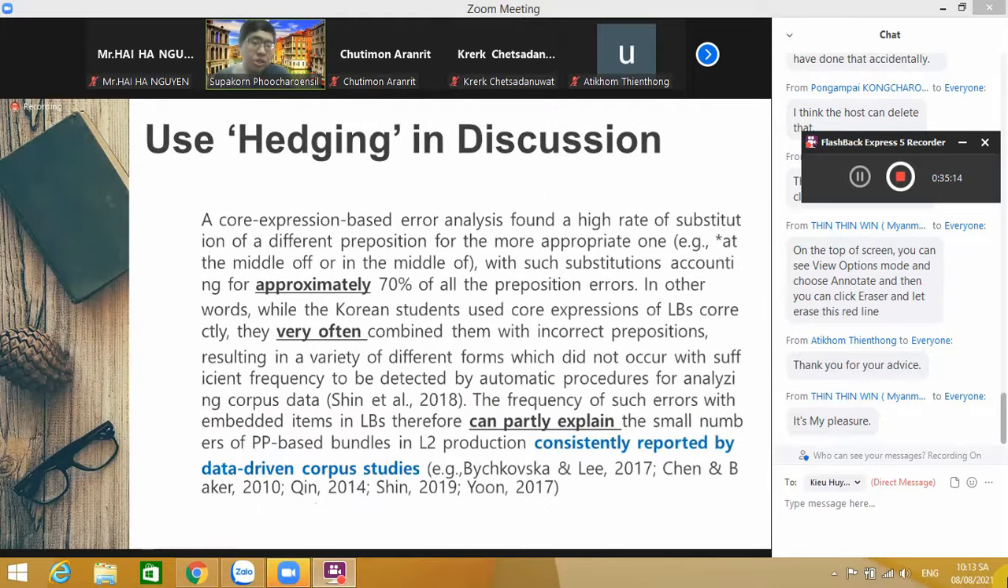I would recommend that you use hedging in discussion, right? There are different kinds of hedging. You can use modals like could, may. You can use adverbs like probably, or phrases like it is probable that. This is to tone down your claim so that you won't be attacked by other people who disagree with you. You can use something like approximately, very often, or can partly explain something like that. This is to safeguard yourself from criticisms, right?